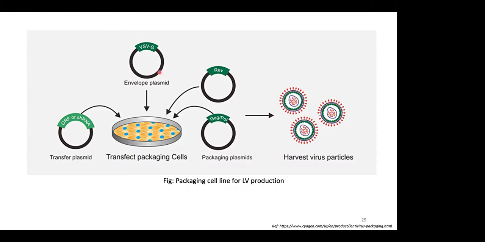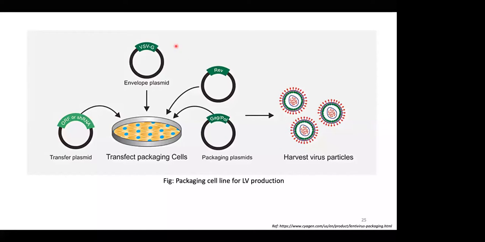Now the third is called the envelope plasmid. So if you remember correctly, HIV has got the ENV gene for the envelope. However, here we have changed it. It is VSVG. It is called vesicular stomatitis virus G. Why? This is called pseudotyping of the lentivirus.